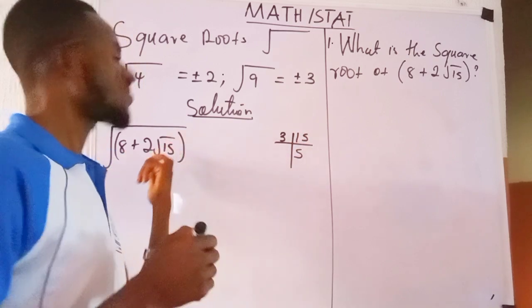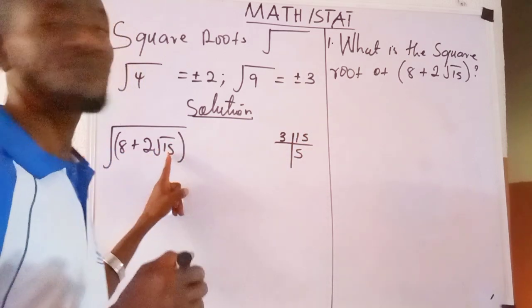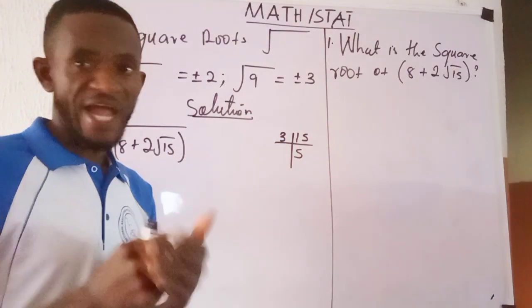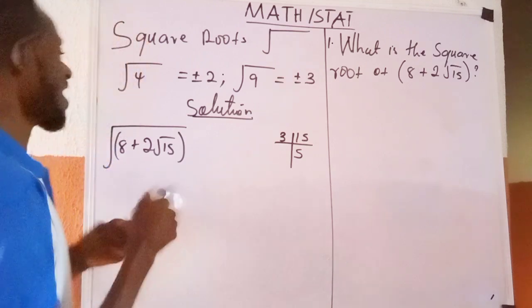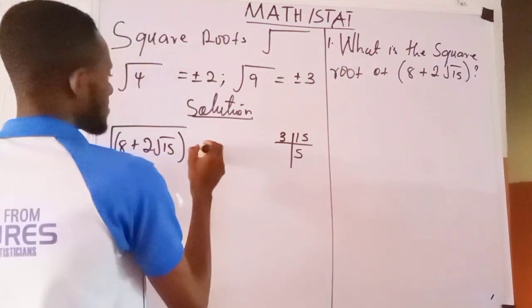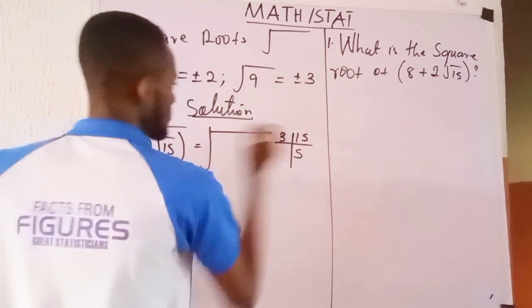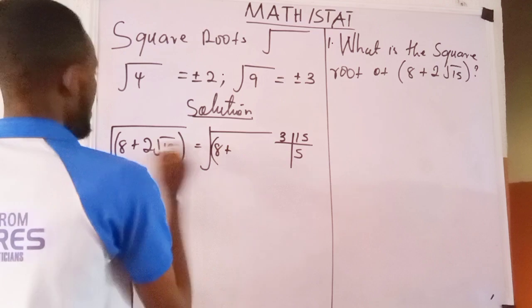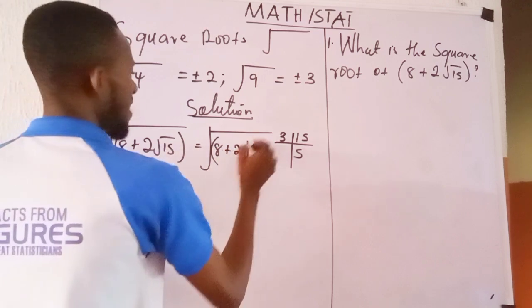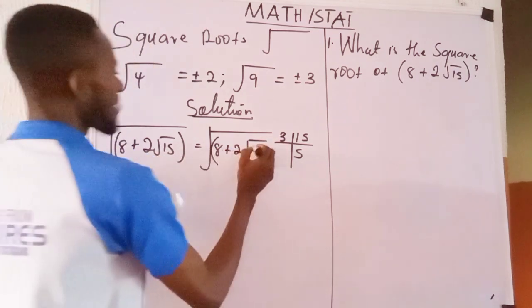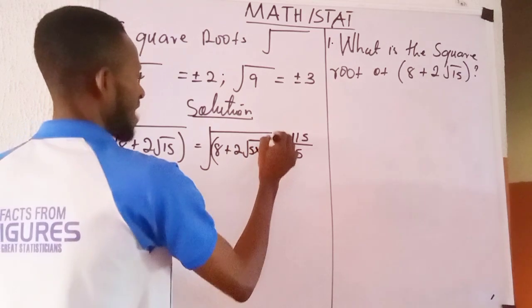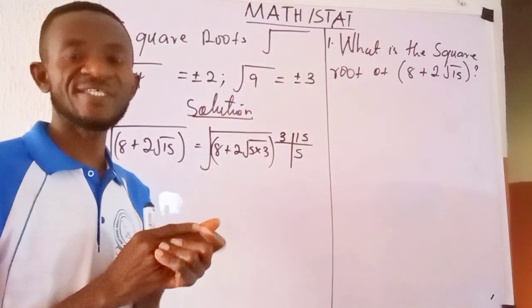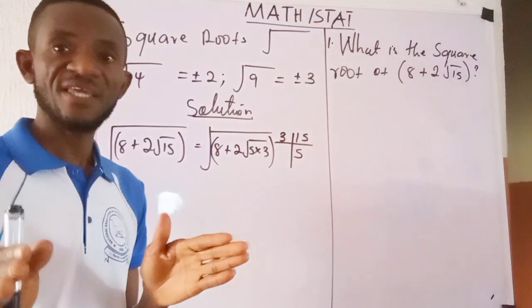So I'm free to revert back to this question, and wherever I see 15, I am free to use 5 times 3 in each place. And if you agree with me on that, what I'm going to have here becomes root of 8, open a bracket, plus here is my 2, then I'll open a bracket. Instead of writing 15, I'm going to write 5 times 3. I'll close the brackets, because this 5 times 3 is the same thing as 15. That is taken care of.